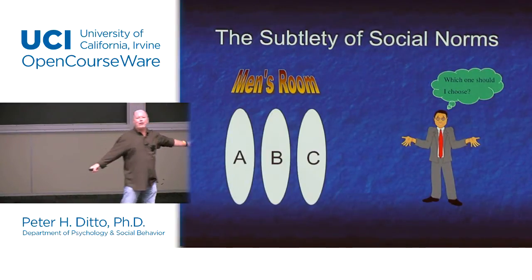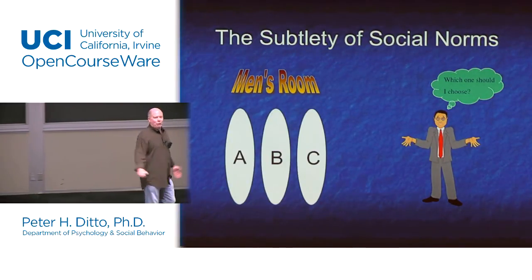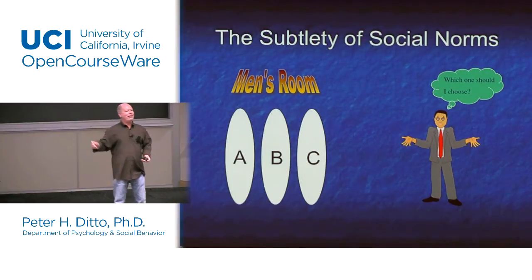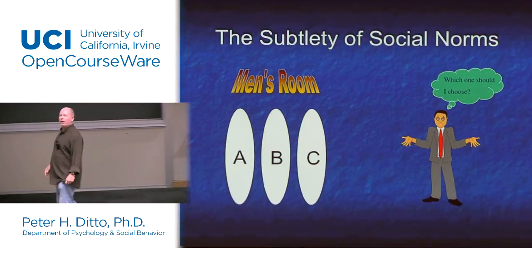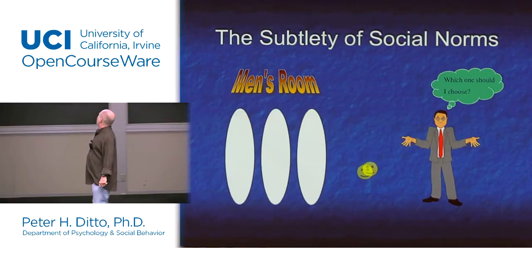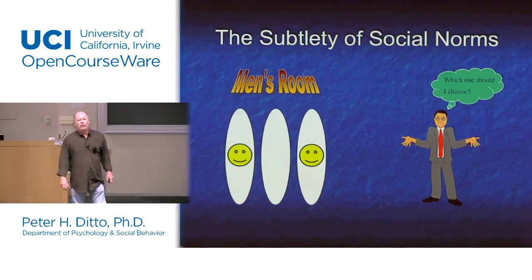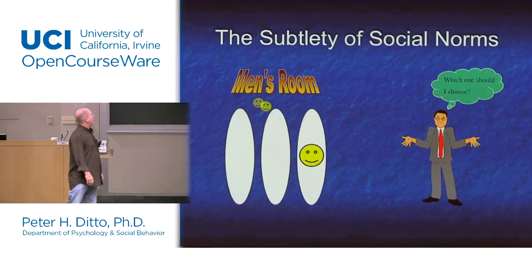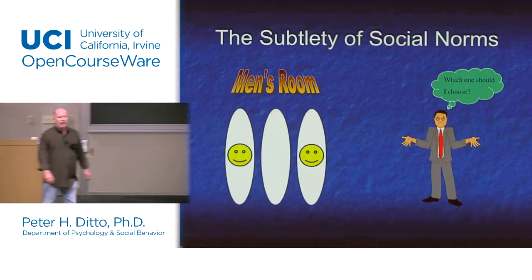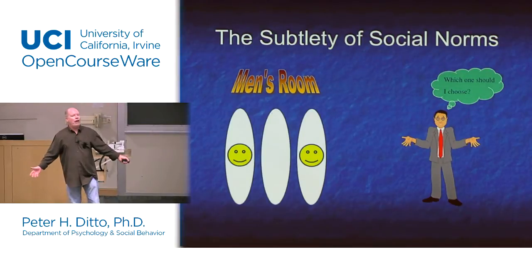So how did you know that you don't go to B? Is there a rule? Is there a sign that says that? No, but guys know that, right? You go in there, you go to the first, you either go to that one or you go to that one and everything's cool, right? And if the first guy goes to that one, the second guy goes to that one, right? There's rules. You didn't know that.